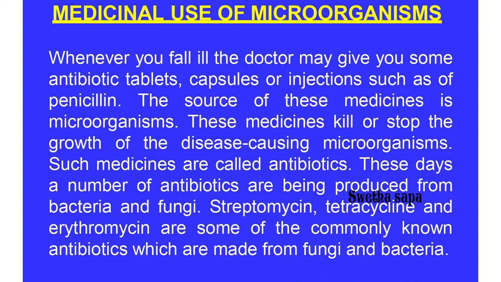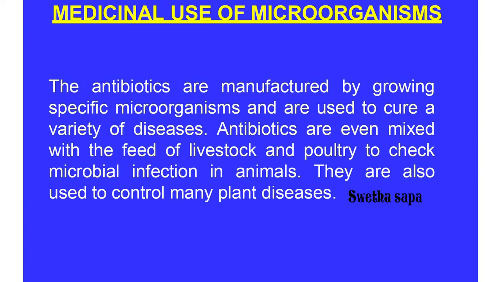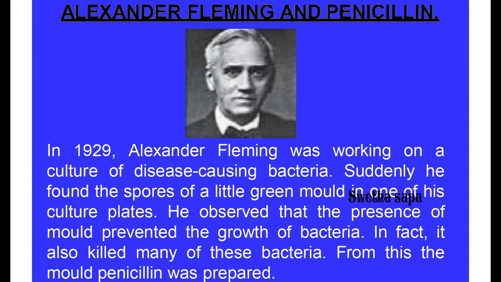Some of the antibiotics are prepared from specific microorganisms. They are given to livestock and poultry to check microbial infection in animals. They are also used to control many plant diseases, and in this process the microorganisms are used to prepare those antibiotics. So here you can see the famous scientist Alexander Fleming. He is the inventor of penicillin, a famous and very useful antibiotic which is prepared from bacteria.